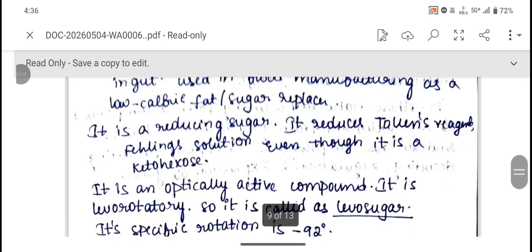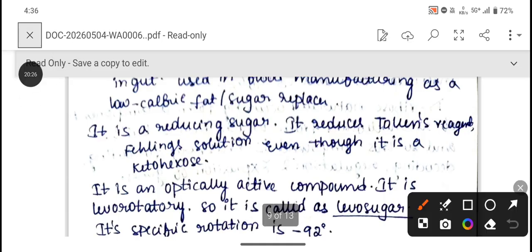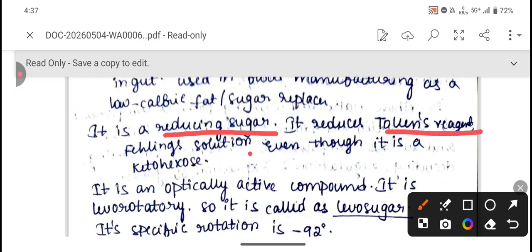It is a reducing sugar. So a reducing sugar basically consists of functional groups which, upon reactions, will form other compounds. So it can reduce the Tollens reagent and Fehling's solution. It is a ketohexose and it is an optically active compound.